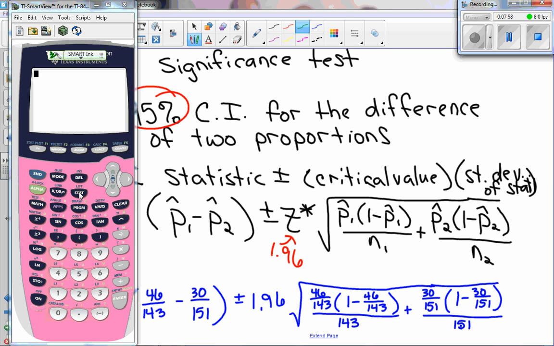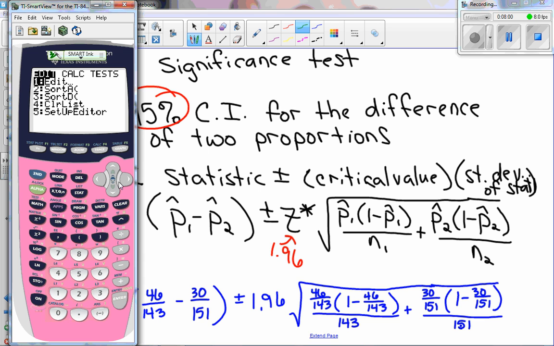If we go on our calculator to stat and test, we have some options here. We are looking for two proportion z interval. So here's the two proportion z test; we're going to come back to that one later. Make sure you don't do the two sample. We're doing two proportions. So here it is. Two proportion z interval is what I'm going to choose, and always name what you're going to do.